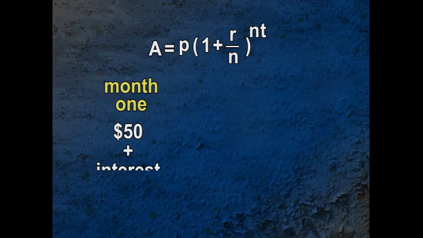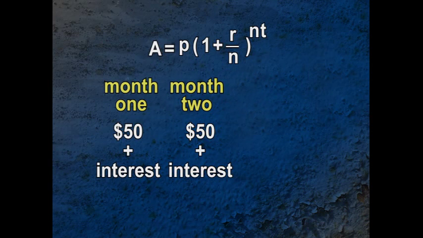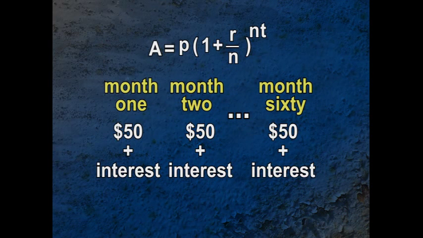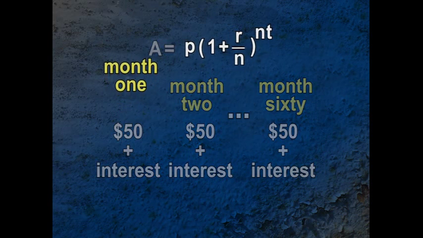In month 1, we have a $50 deposit which earns interest for the entire 60-month period. In month 2, we have a $50 deposit which earns interest for 59 months. And we go all the way down to the last month when we make a $50 deposit and it earns interest for only 1 month. Let's look at the situation algebraically.